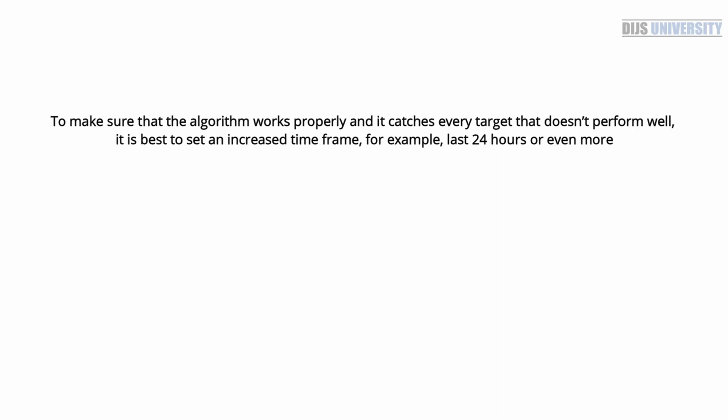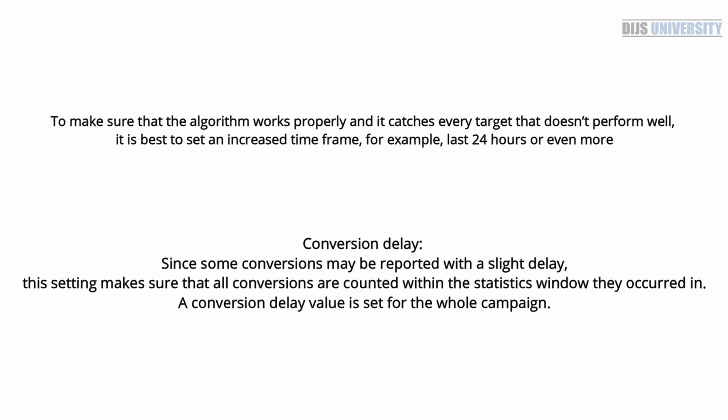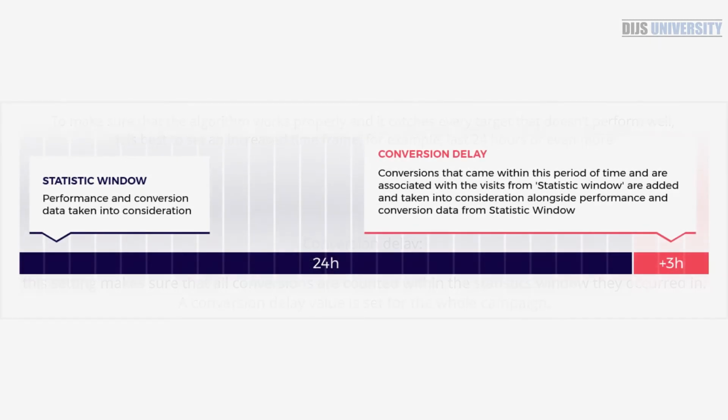Now, your conversion delay. Since some conversions may be reported with a slight delay, this setting makes sure that all conversions are counted within the statistics window they occurred in. And a conversion delay value is set for the whole campaign. You can look at the graph that I have here that visualizes how both of these factors work.